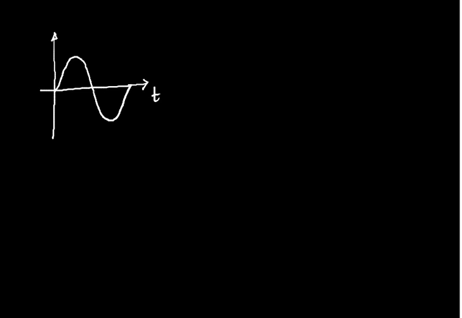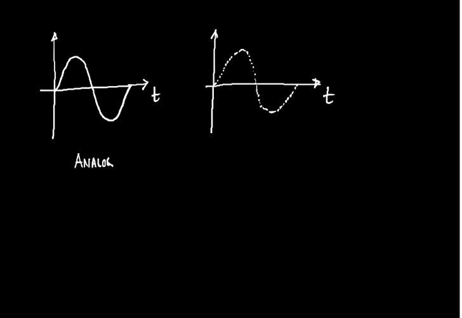So consider this signal. Can you tell me which kind of signal it is? Now I'm saying that it is defined at each and every instance of time, so it's an analog signal. The independent variable is time. Now say for example, I am drawing the signal like this. What signal is it? Is it still an analog signal? So it's still an analog signal.